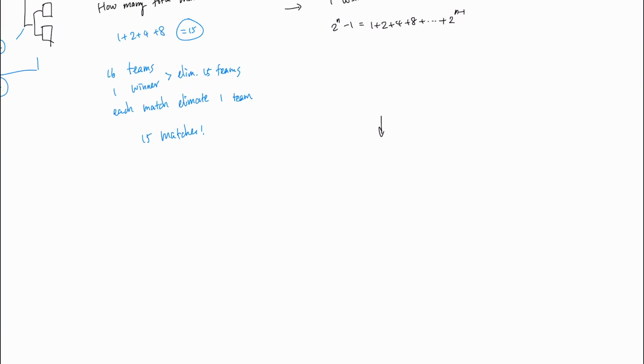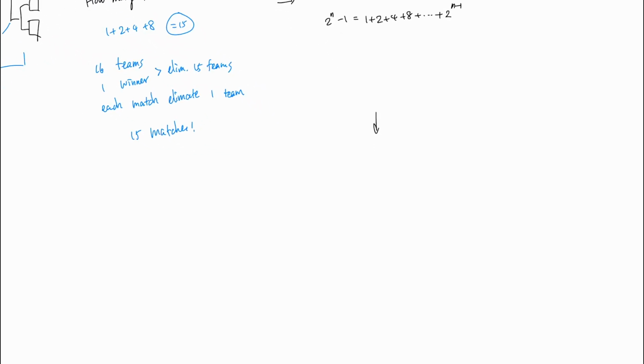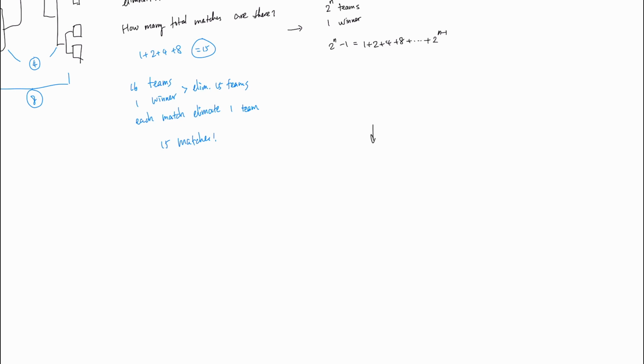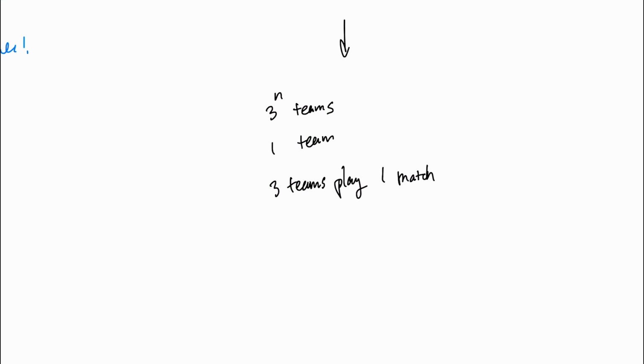So we can take a look at here. Now, maybe if we don't have 2 to the n teams, let's consider a case where we have 3 to the n teams, and we want 1 team left. But this time, in each of the matches, 3 teams play 1 match together. And we would have that 2 get eliminated. You might not see the left-hand side immediately, but we can tackle the right-hand side.